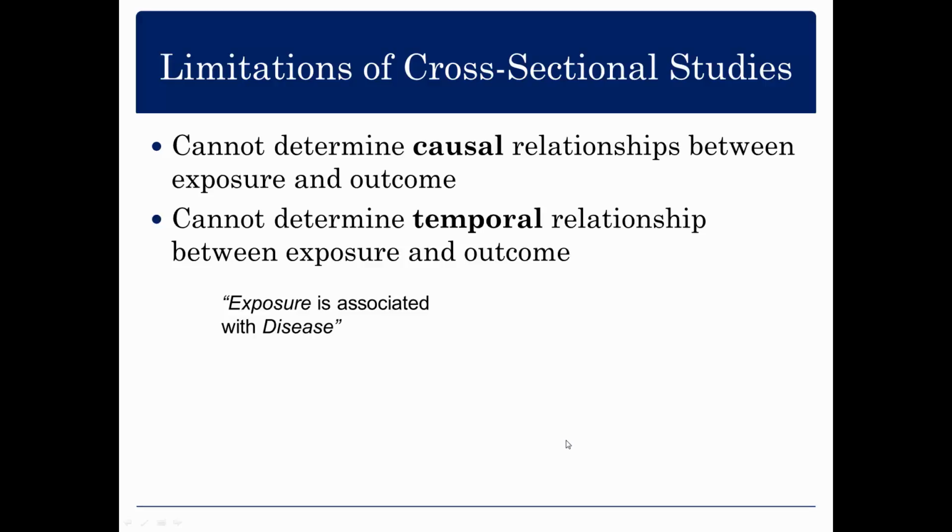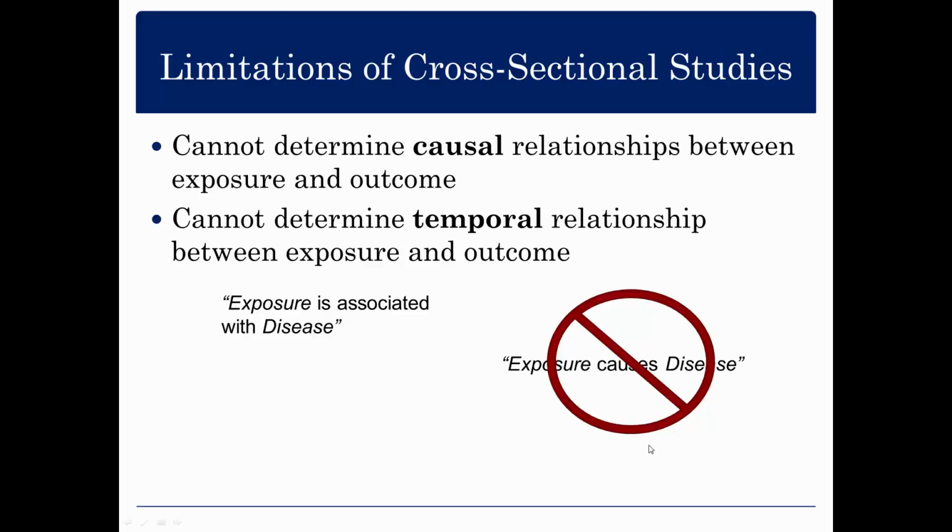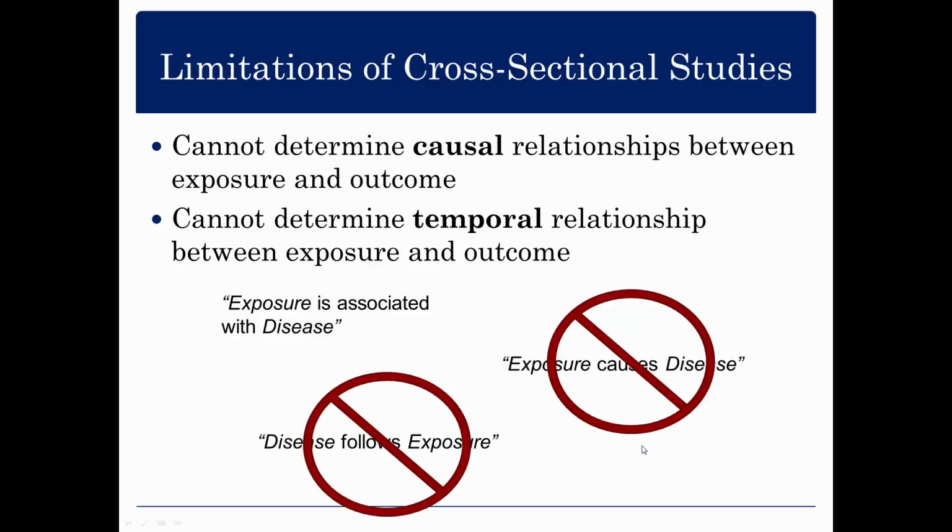The types of statements that we can make with cross-sectional studies are much more ambiguous, I guess you would say, than something that actually has either a temporal component to it or more controls for bias. We can say that exposure is associated with disease, but we cannot say that it causes the disease or that the disease necessarily follows the exposure.